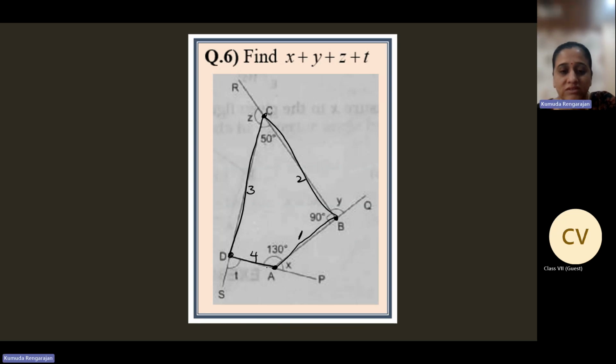So the vertices are A, B, C, and D. So 4 vertices meaning 4 sides. So it's a quadrilateral. You can just count the vertices, and that will be equal to the number of sides also. So ABCD is a quadrilateral. And a quadrilateral has 4 interior angles and 4 exterior angles.